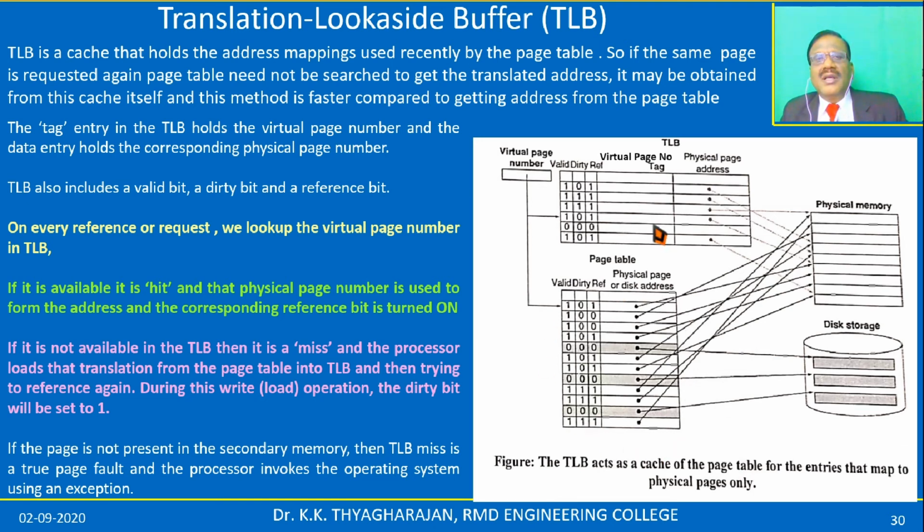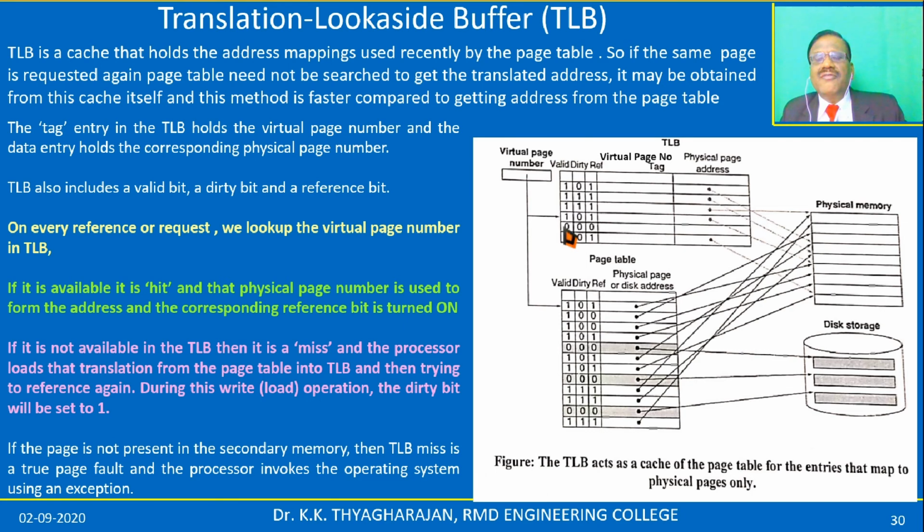If a reference is made to get the translated address, first we will search in the TLB. If it is available in the TLB, then it is a hit. So we will get the physical address from the TLB and the data will be loaded to the corresponding page in the physical memory. If it is not available, then it is a miss. If it is available, the reference bit will be set to 1. The valid bit will also be 1. If it is not available, then the valid bit will be 0.